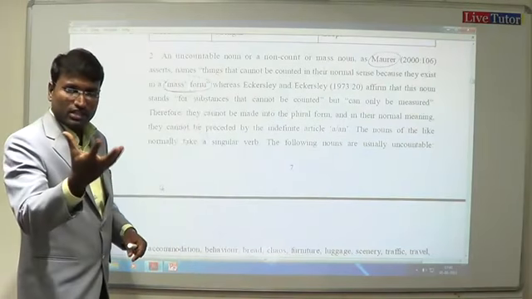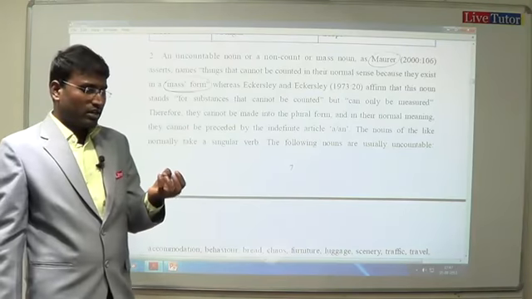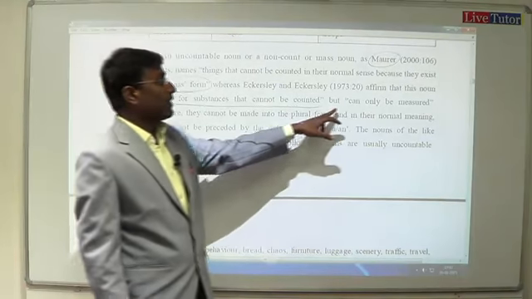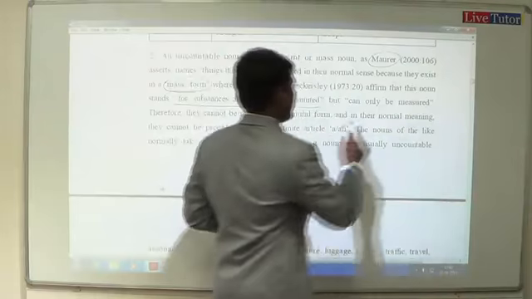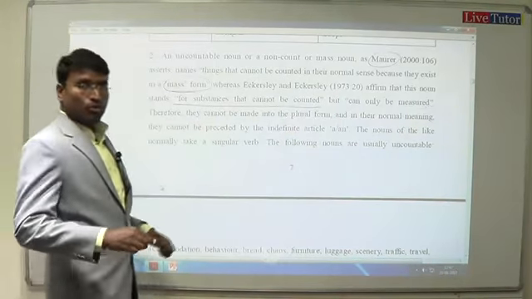It exists as a bulk. What do we mean by mass? You know, in science there is a concept in physics, mass. Because it's in mass form we are not able to measure it. Whereas Eckersley affirms that this noun stands for substances that cannot be counted. It's in a substance form, that is why we can't count it, but can only measure it. But it can be measured. Therefore they cannot be made into the plural form. That is why these so-called uncountable nouns cannot be made into a plural form.